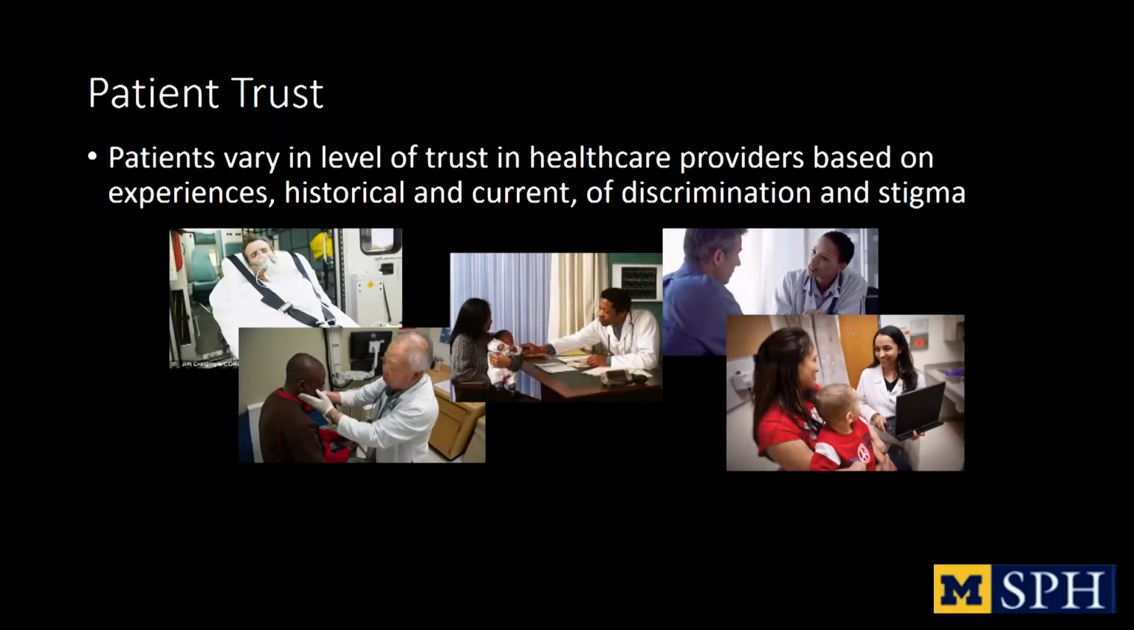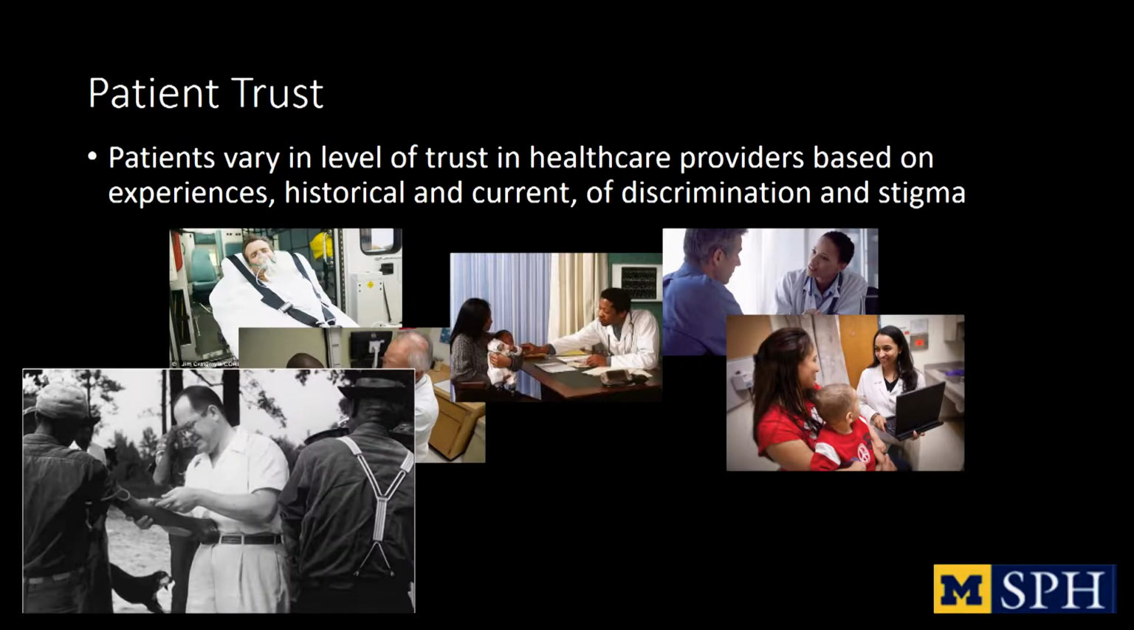So, patients vary in their level of trust of healthcare providers, right? And it's not random who does and who doesn't trust. It is patterned based on experiences of discrimination, experiences of stigmatization, and experiences of less than high quality care. And those experiences are both current and past. And so those patterns are related to race and ethnicity.